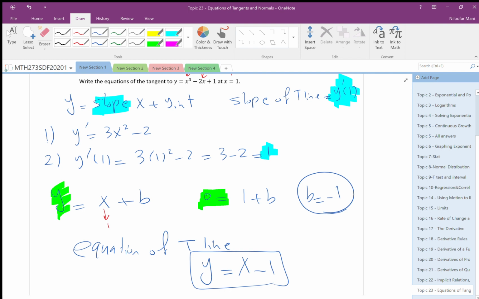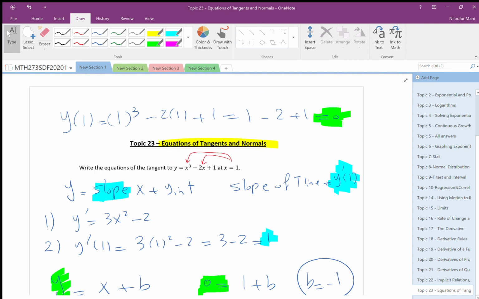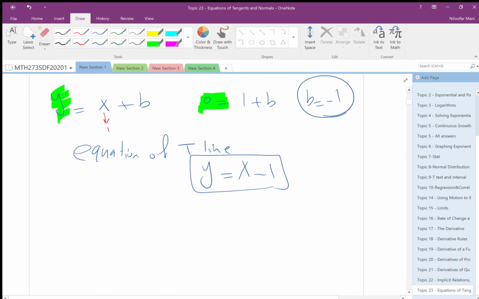So done. You have to find the first derivative, substitute to find the slope, then substitute a point and find the y intercept, and done. Okay, so here I say T line, and here I say L line. Okay, normal line, T line.